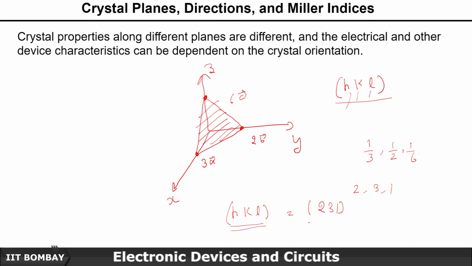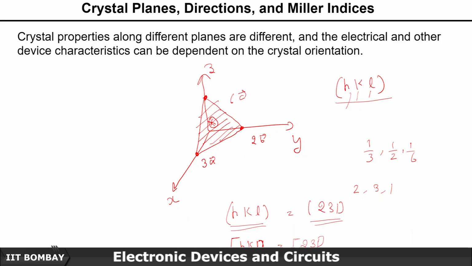Once you know the Miller indices 2, 3, 1, you can do the reverse process and get the intercepts, and you can draw the plane that we are referring to. So this way we can refer to a particular crystal plane. Now the question comes, how about the direction? If I use this notation hkl in square brackets in place of round brackets, I am referring to a direction which is perpendicular to this plane 2, 3, 1. So a direction perpendicular to this, something like that, perpendicular to this plane.